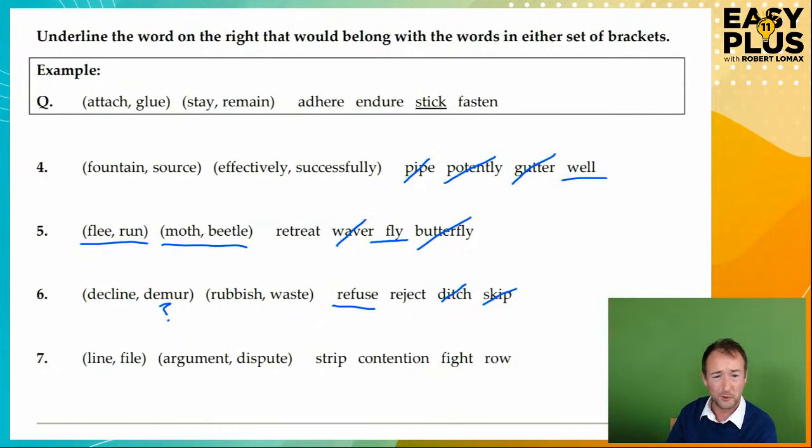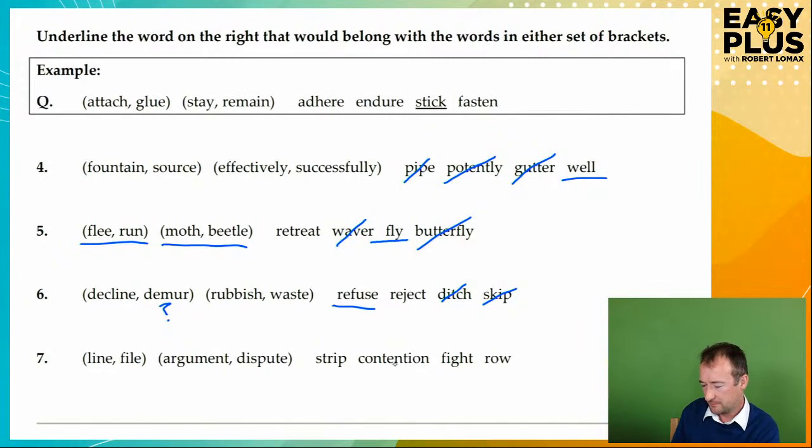Right, next one. Line, file, okay? So these are probably going to be nouns. A file, so if you're standing in file, means you're standing one person after the other. If you're in a line, same kind of thing. You can line something, particularly if you put cloth or something in it, but that's very different from to file something, which means to rub it down. So nouns here, probably things. Okay, line, file, strip, yep.